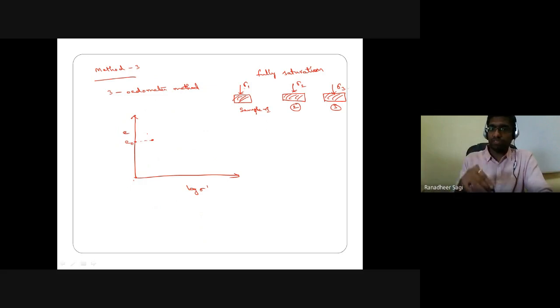Okay, so because of that sigma 1 stress what was applied on the soil sample, there might have been slight compression which took place in that soil sample. Then the corresponding void ratio, what it would be referring to, for the amount of vertical stress applied on the soil sample was sigma 1.